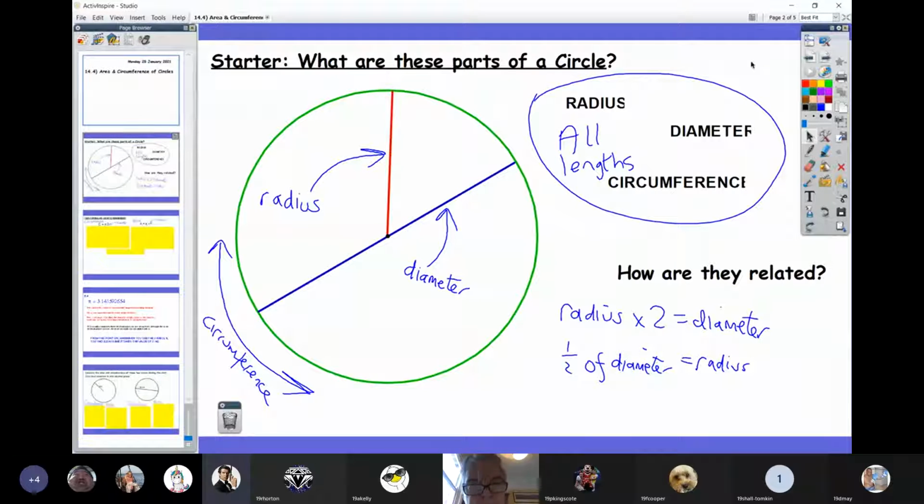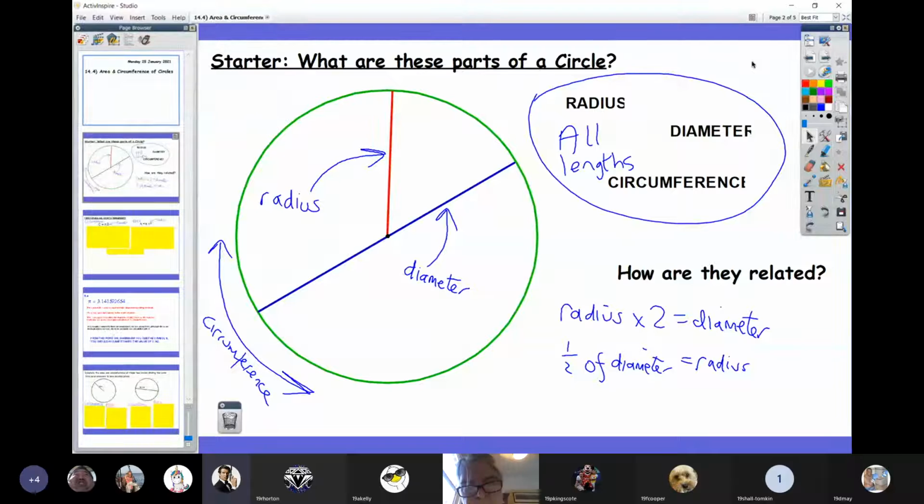So we've got three lengths, okay? The radius is the length from the outside of the circle to the middle. That's the one in red. The diameter is the length from one side of the circle through the center to the other side. And you can see that the diameter is twice as big as the radius. So if you've got the radius and you need to work out the diameter, then double it. If you've got the diameter, but you need the radius, then halve it. And you will be needing to move between the two.